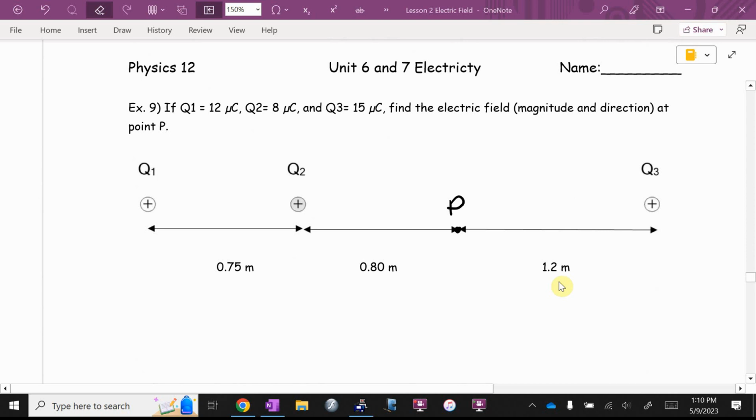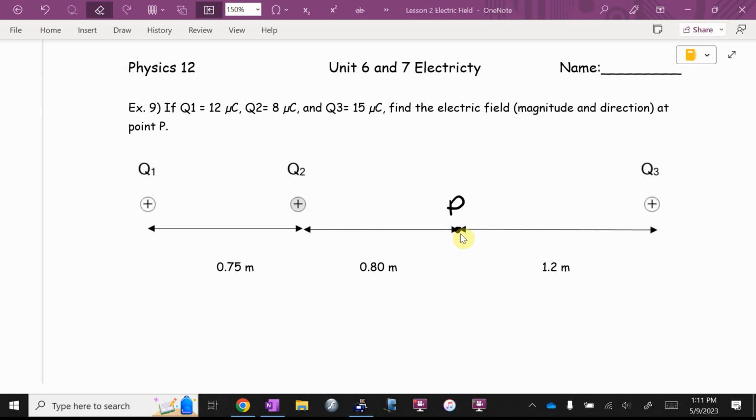We'll do one more. Example 9. If Q1 is 12 microcoulombs, Q2 is 8, and Q3 is 15, find the electric field right there.